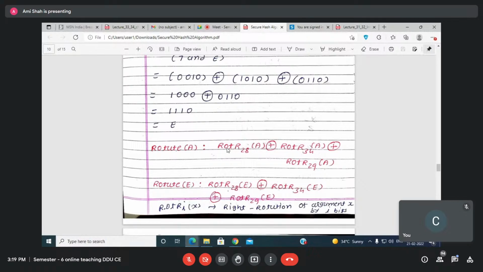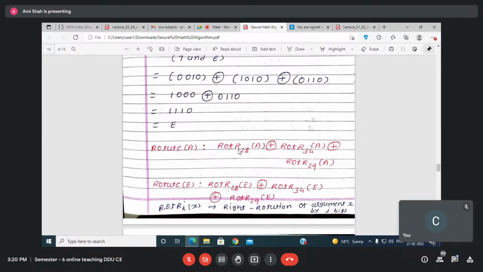What is the meaning of it? The meaning of this rotate A is the right rotation of argument A by 28 bits, XOR right rotation of A by 34 bits. There are so many bits here, so I will not teach you in that way because it becomes very complex. That's why I will take only 3 or 4 bits, and explain in that way.